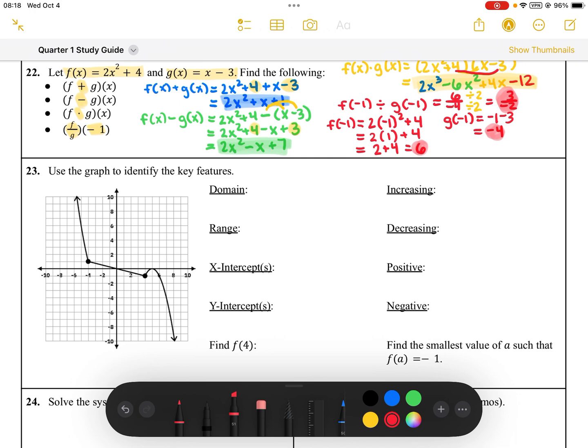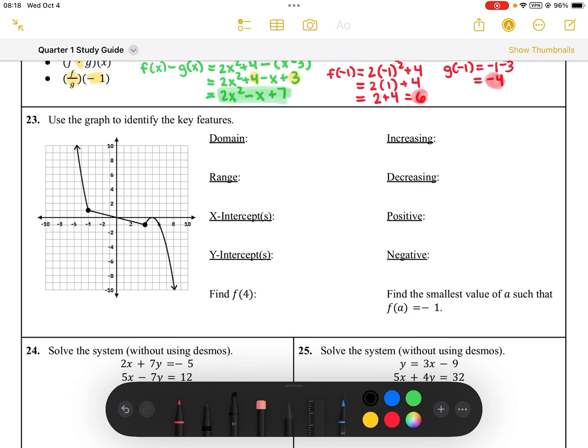For number 23, I'm going to use the graph to identify the key features. Domain is what my x values can be. Range is what my y values can be. So for domain, I'm going from left to right to identify that. And then for range, I'm going from bottom to top.